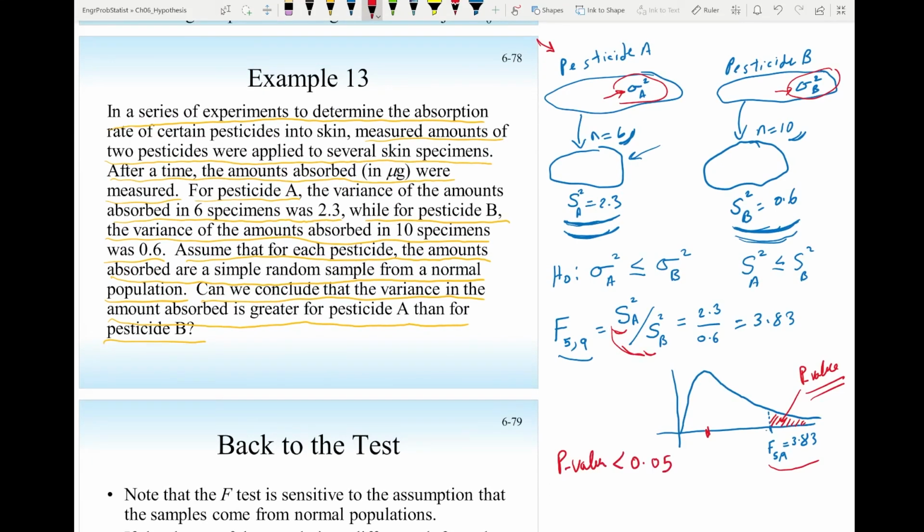So there is strong evidence to reject the null hypothesis at the 5% significance level, which means the variance of pesticide A is larger than the variance of pesticide B. Now, it depends on the application. This could be good, this could be bad. Usually, you want the variance to be very small, so the pesticide will be absorbed in the skin from one subject to another with the same amount and less variation. In this case, pesticide A has more variation. In most cases, we want the variation to be small because we tend to link variation to noise.